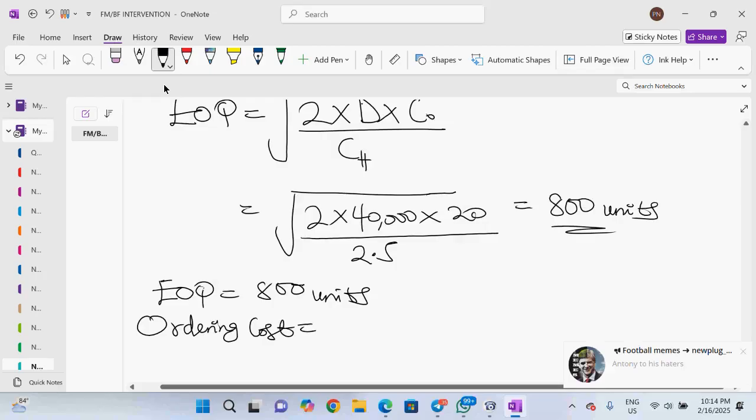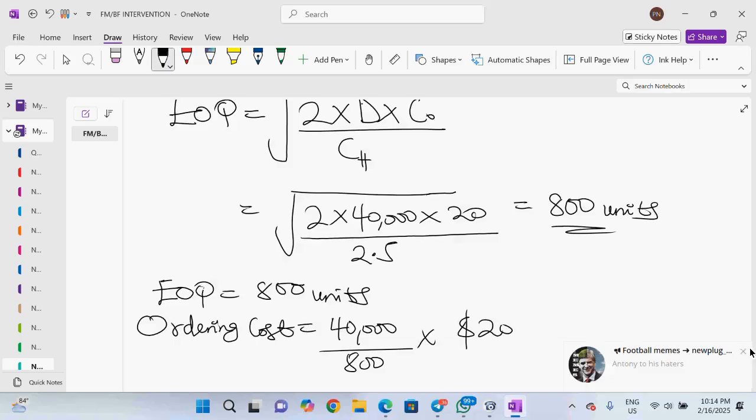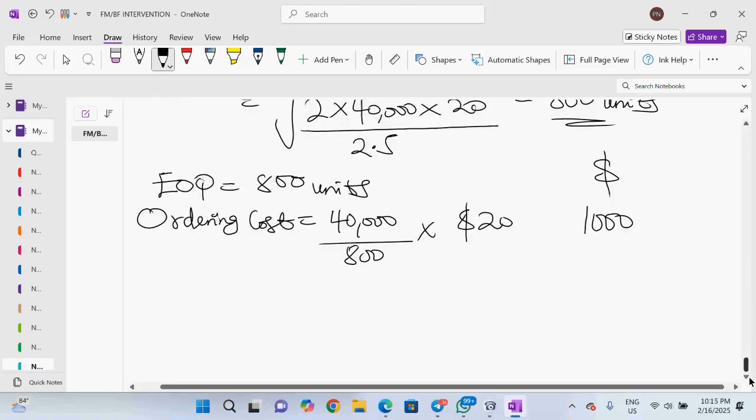Ordering cost is annual demand. What is the annual demand? 40,000 over 800 units times 20. You get 1,000, right? So with this 1,000, let's also compute the holding cost.